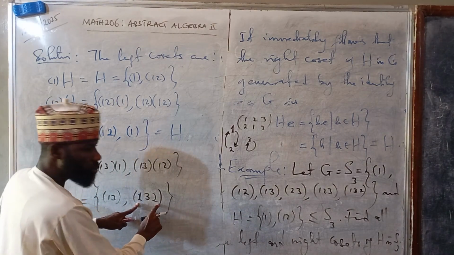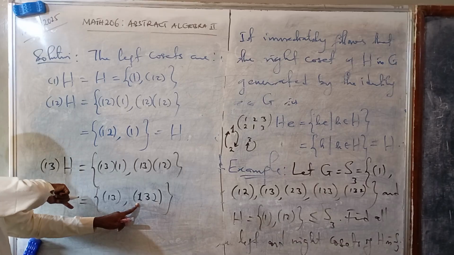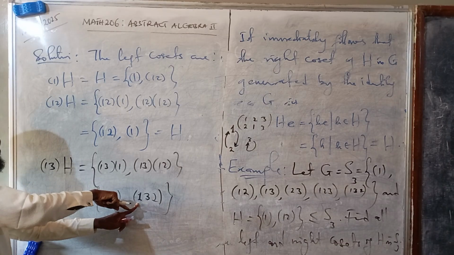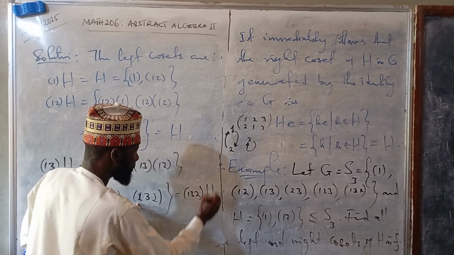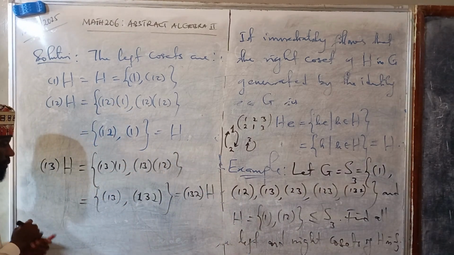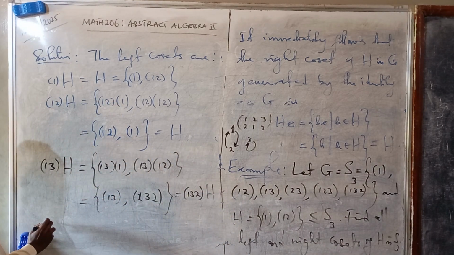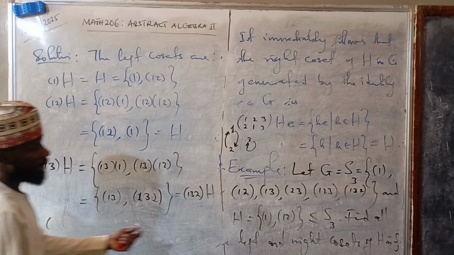If you use 1, 3, 2, it will still give you this one back. Why? Because it's a member of that class. So this will still be the coset generated by 1, 3, 2. Are you following? Now, we pick a new element.